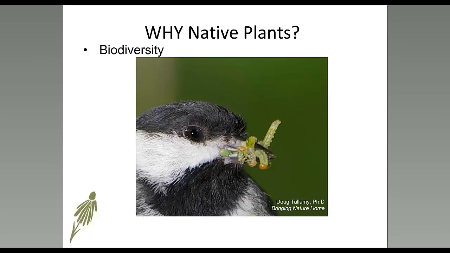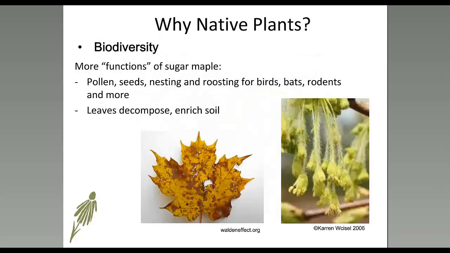If we didn't have native plants like oaks to provide those caterpillars, we would lose the lovely sound of the chickadees or the ability to watch them in flight. There are other functions of the sugar maple as well. For example, they provide pollen for our flowers and our other insects' seeds. They provide an opportunity for nesting and roosting for birds, bats, rodents, and more wildlife than we could probably imagine. And then, of course, they also provide natural fertilizer for our soil.